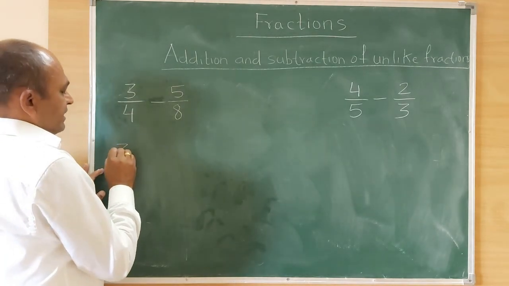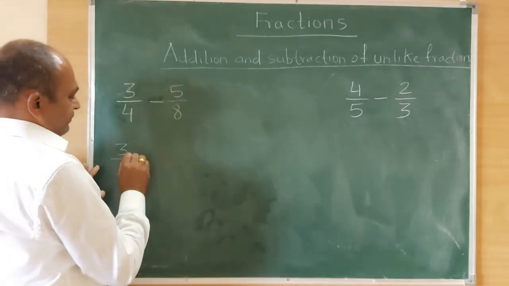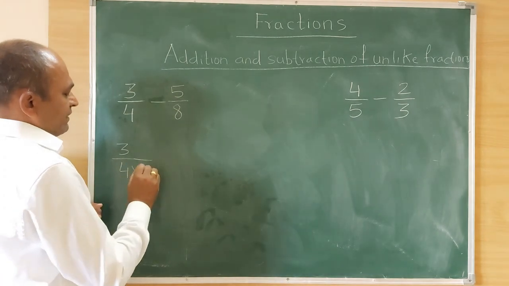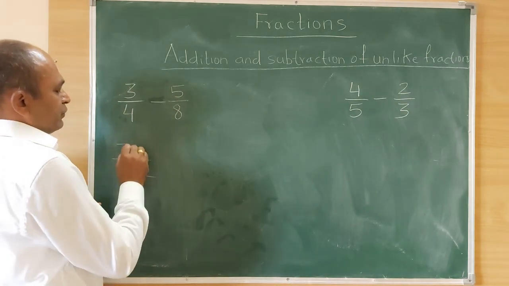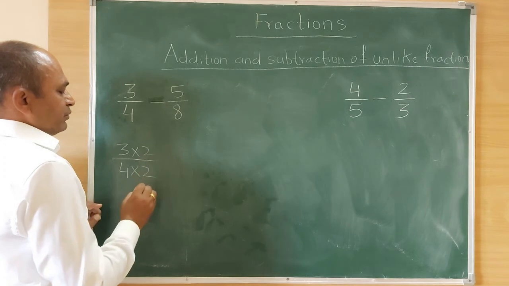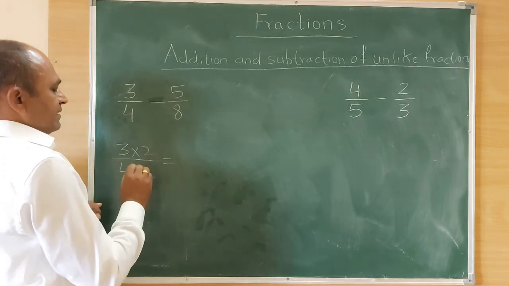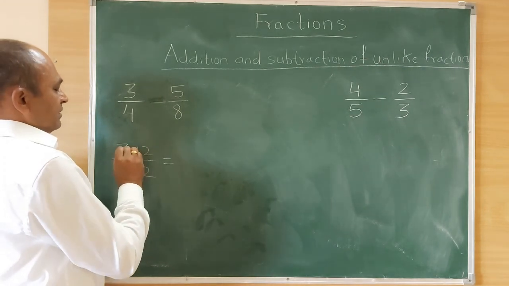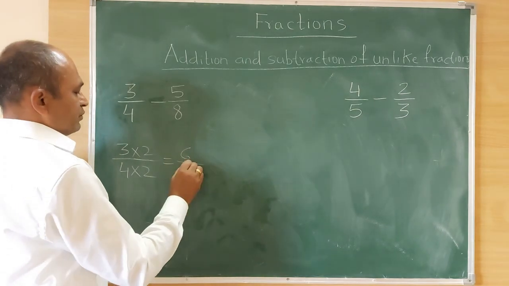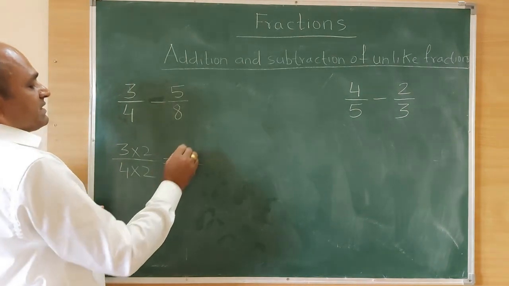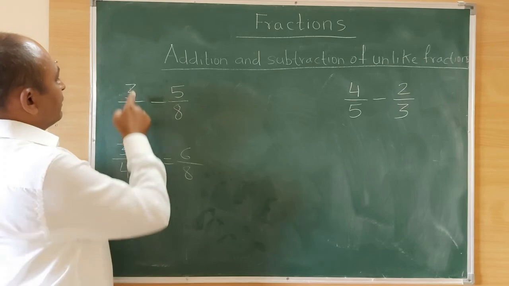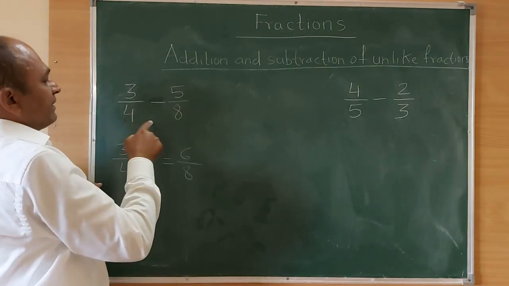So 3 upon 4. 4 I will multiply by 2, so 3 also I have to multiply by 2. So I will get a new equivalent fraction. 3 2s are 6 and 4 2s are 8. So 6 upon 8, I got the value of this fraction as 6 upon 8.